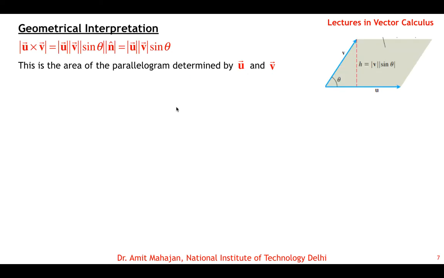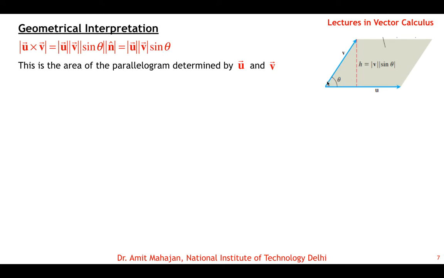So, the geometric interpretation of cross product. If I calculate the magnitude of u cross v, then it will be magnitude of u, magnitude of v, sine theta, times n cap. And n cap is a unit vector, so its magnitude is 1, so we can simply write magnitude of u, magnitude of v, sine theta.